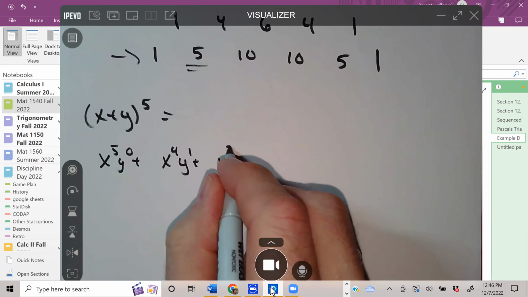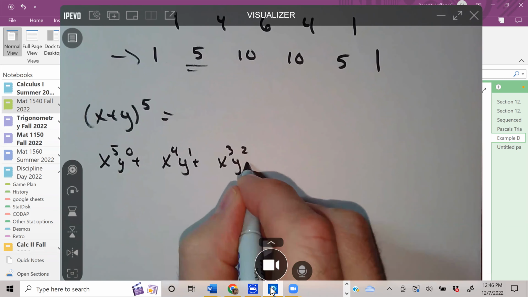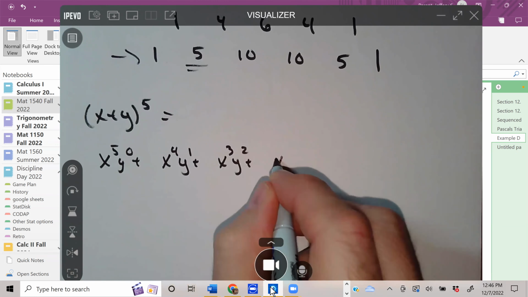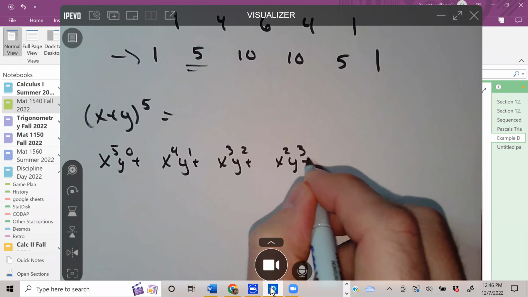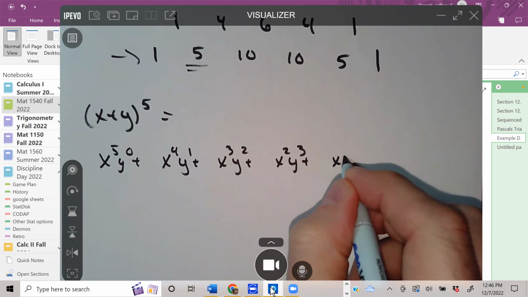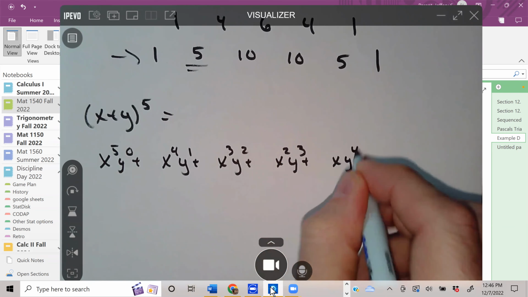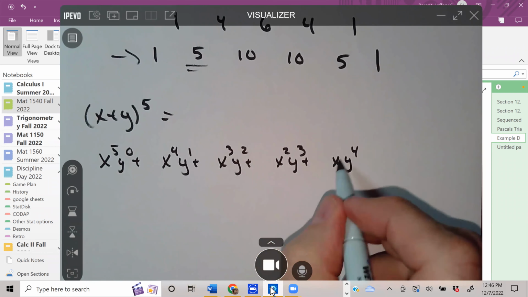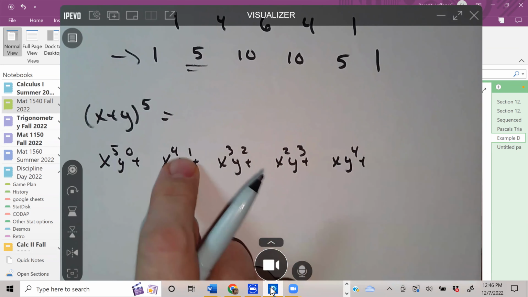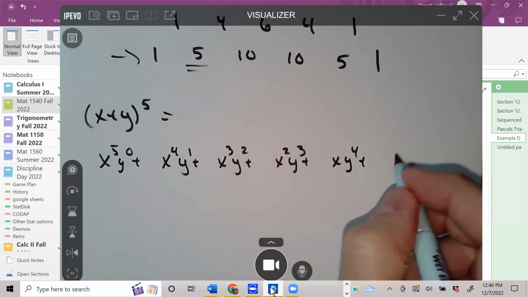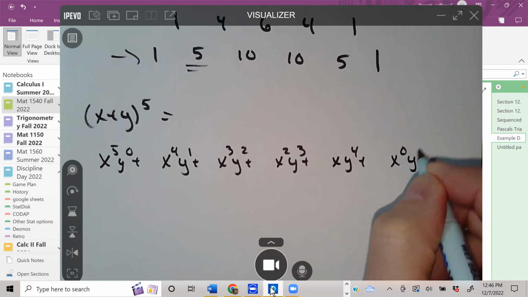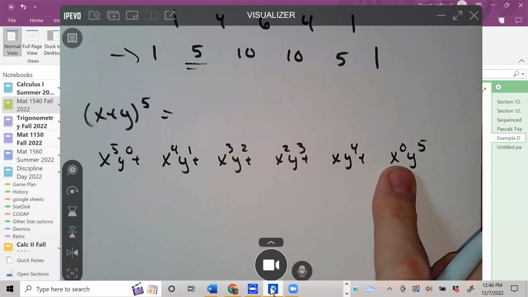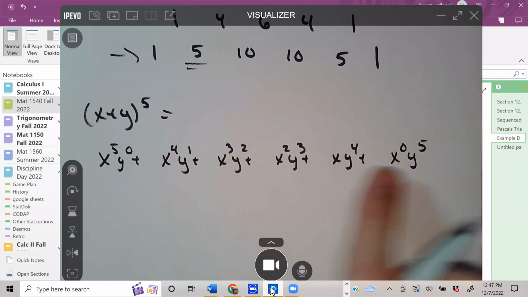X to the 3rd, y to the 2nd, x to the 2nd, y to the 3rd, and so on. X to the 1st, y to the 4th. You don't necessarily have to write to the 1st power. I did that initially just to try and get you in the pattern of things. And finally, x to the 0 power, y to the 5th. Again, you could omit x to the 0 power because x to the 0 power, or anything to the 0 power, is 1.